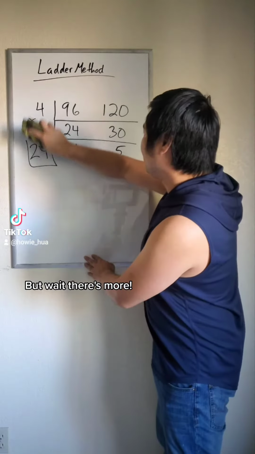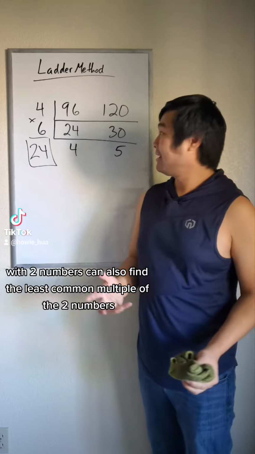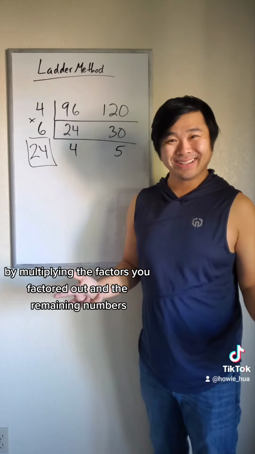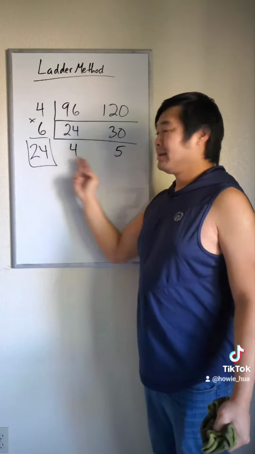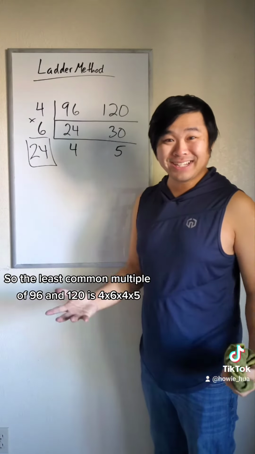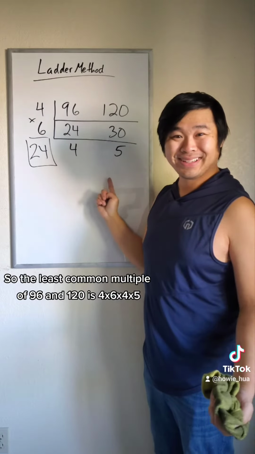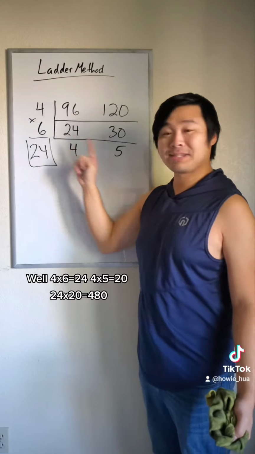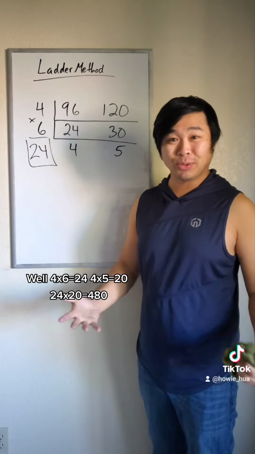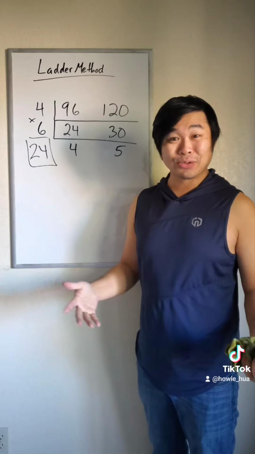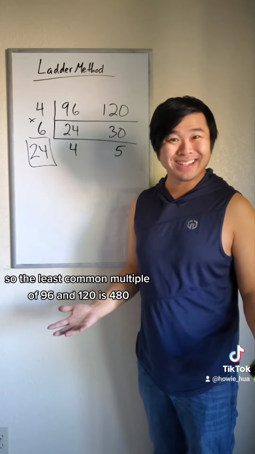But wait, there's more! The ladder method with two numbers can also find the least common multiple of the two numbers by multiplying the factors you factored out and the remaining numbers. So the least common multiple of 96 and 120 is 4 times 6 times 4 times 5? You got it. Well, 4 times 6 is 24, 4 times 5 is 20, 24 times 20 is 480. So the least common multiple of 96 and 120 is 480.